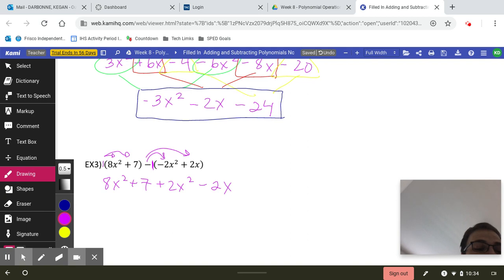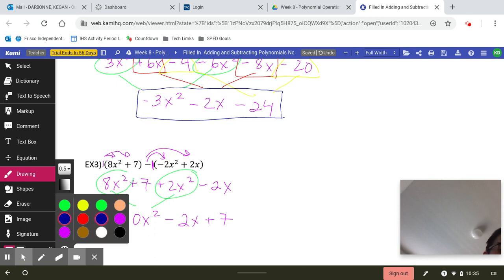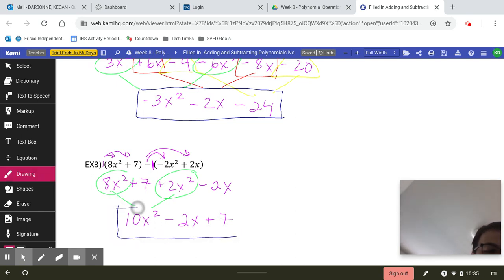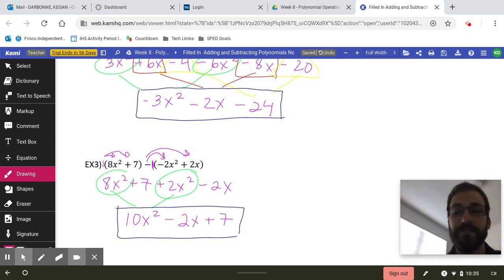Now, do we have any like terms? We only actually have one set of like terms, positive 8x squared and positive 2x squared. So I'm going to combine those. So we get 8 plus 2, both positive. So add them together, keep the sign the same, 10x squared. Then 7 stays the same, and 2x stays the same. So minus 2x and plus 7, just like so. So sometimes we have even fewer terms, and it makes this really, really simple.